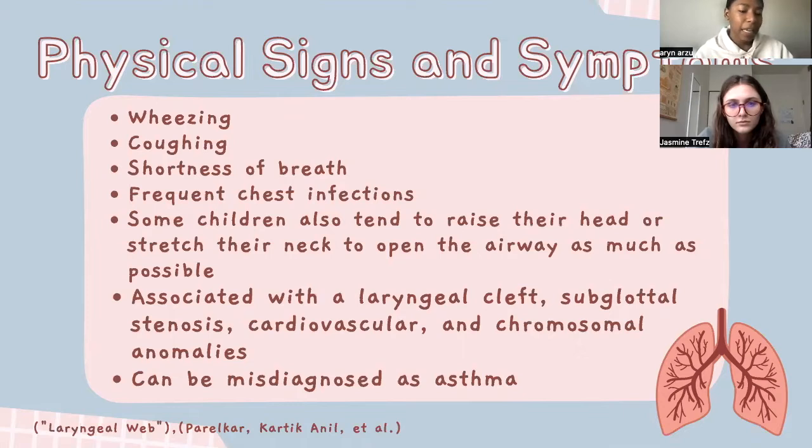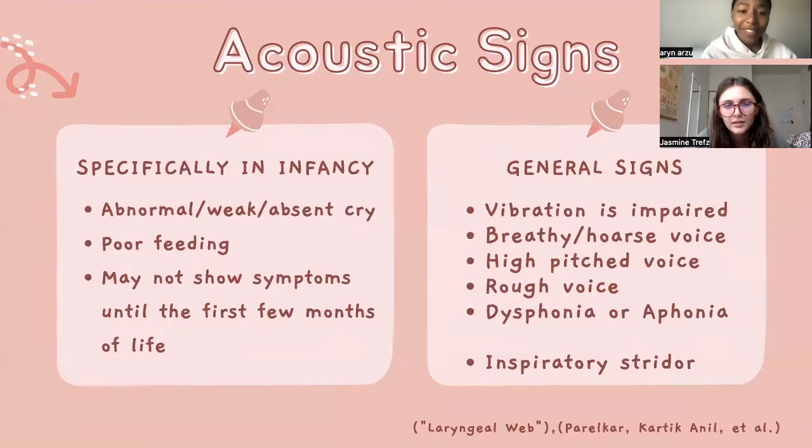Symptoms could be wheezing, coughing, frequent chest infections, misdiagnosed asthma, or a constant raising of the head or lengthening of the neck to try to get more airflow. Some acoustic signs to look out for in babies are an abnormal, weak, or absent cry. General signs are vibration impairment, high pitch, rough voice, dysphonia, temporary loss of voice, or in an extreme case, aphonia, which is a complete lack of voice.